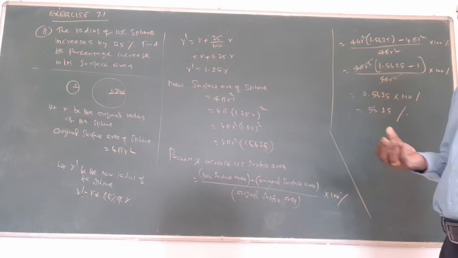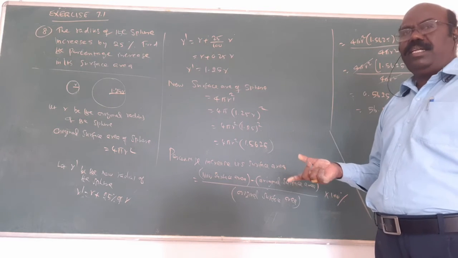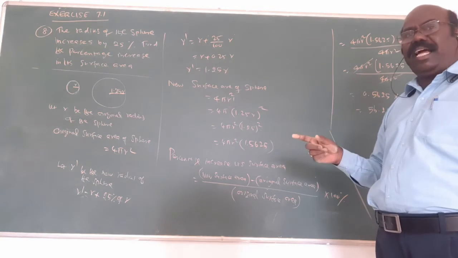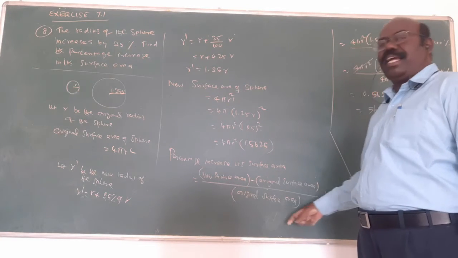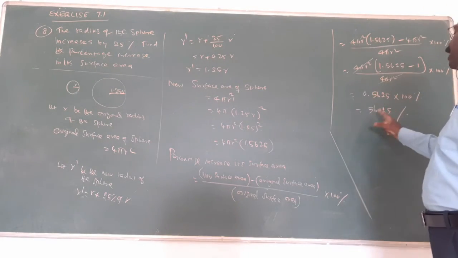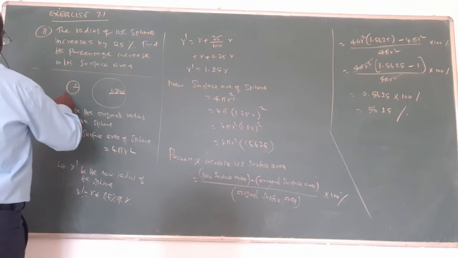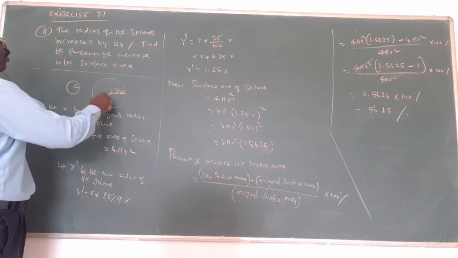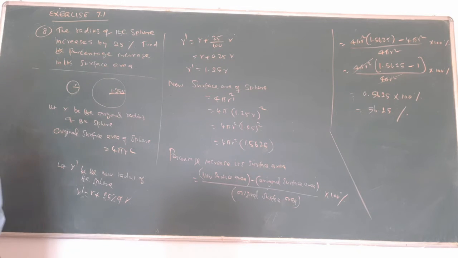Here the radius is increased by 25%, so the radius becomes 1.25 r. Now what is the difference? The difference in area, then the percentage of area. Difference means subtract, divided by the original surface area. The percentage increase in the surface area is 56.25%. That is very important. The original surface area, and after increasing the radius to 1.25 r, this is called the new surface area. After subtracting, then dividing and multiplying by 100, this is called the percentage of area. That is the answer.